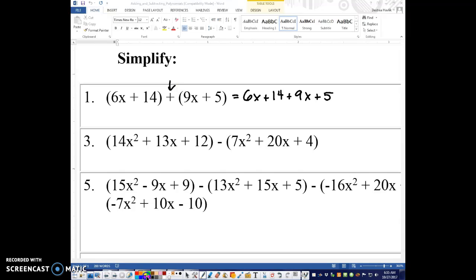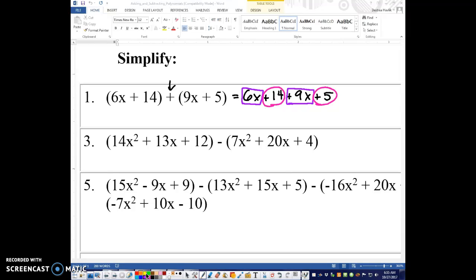Okay, now use your colored pencils and let's mark. This is an X family. This is an X family. Noticing I'm boxing in the sign in front too. That's very important. Okay, this is a number family and this is a number family. Okay, so I have my families separated.